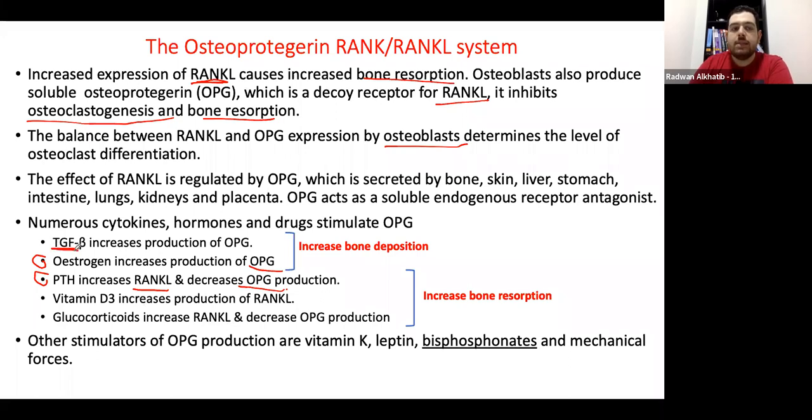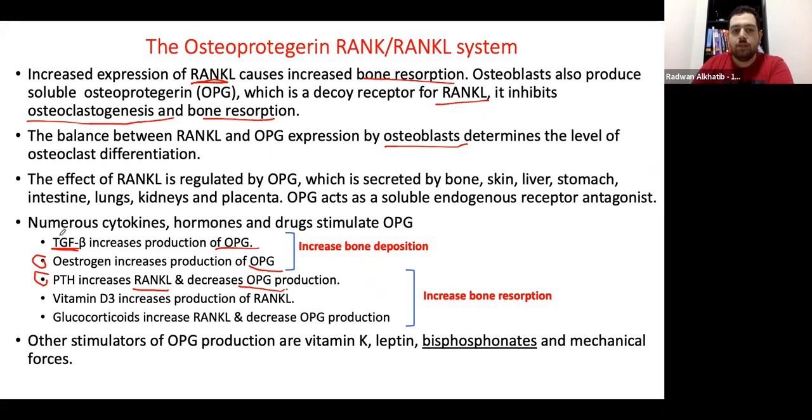TGF beta is a protein that heals everything. So whenever you have a wound, for example, on the skin, TGF beta will come and close the wound. In a similar manner, you can think about it that it will prefer that the bones are in good health and they are repaired and everything is okay. So basically, it's against the process of bone destruction. It increases the production of OPG. Okay, so we have TGF beta and estrogen.